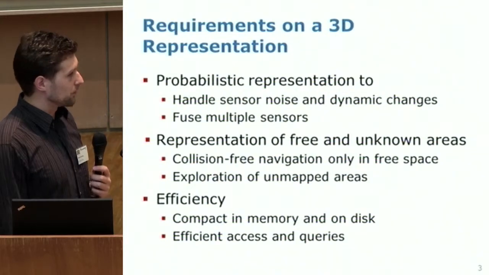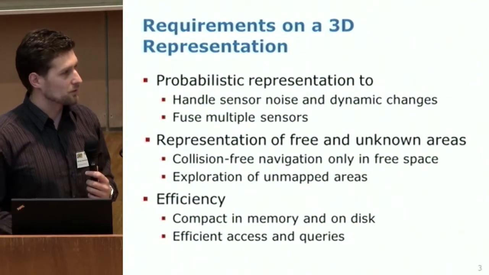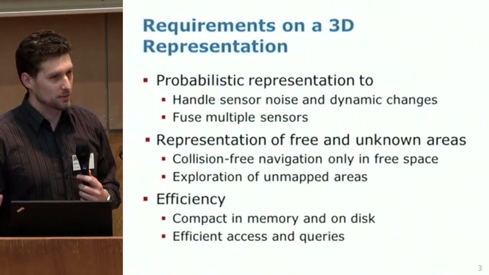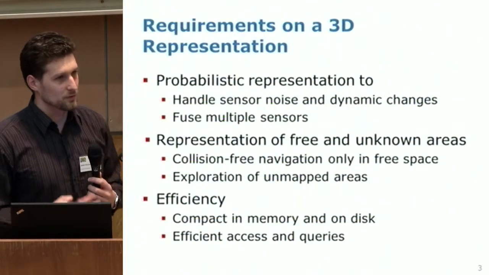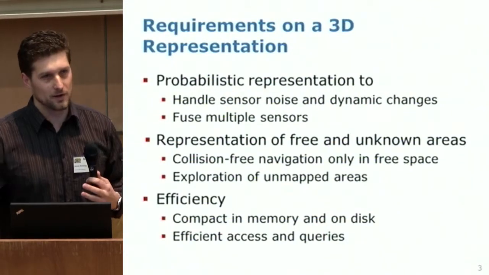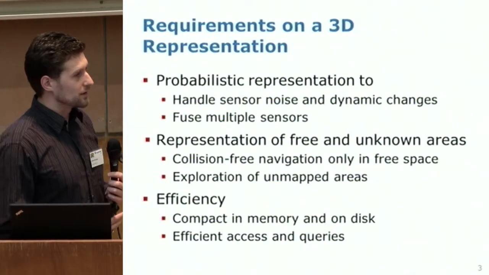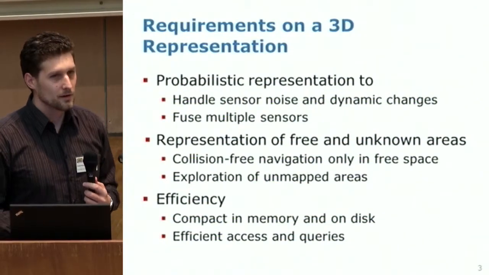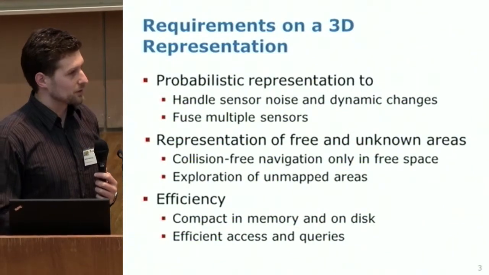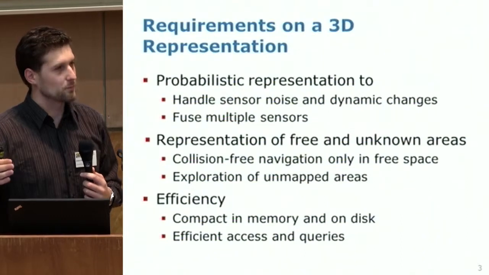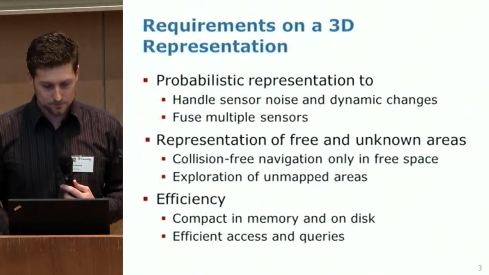Then, ideally, we want to represent both free and unknown areas in addition to the occupied measurements, so we cannot just take point clouds and regard them as obstacles, because this doesn't allow us to reason about the free space, which is between the sensor and the endpoint. This is really crucial for collision-free navigation, where the robot should only navigate in the safe area that it has explored before. But it's also useful for exploration, so we can find the boundary to the unknown space where the robot should go next, or where the robot should look in order to explore this space.